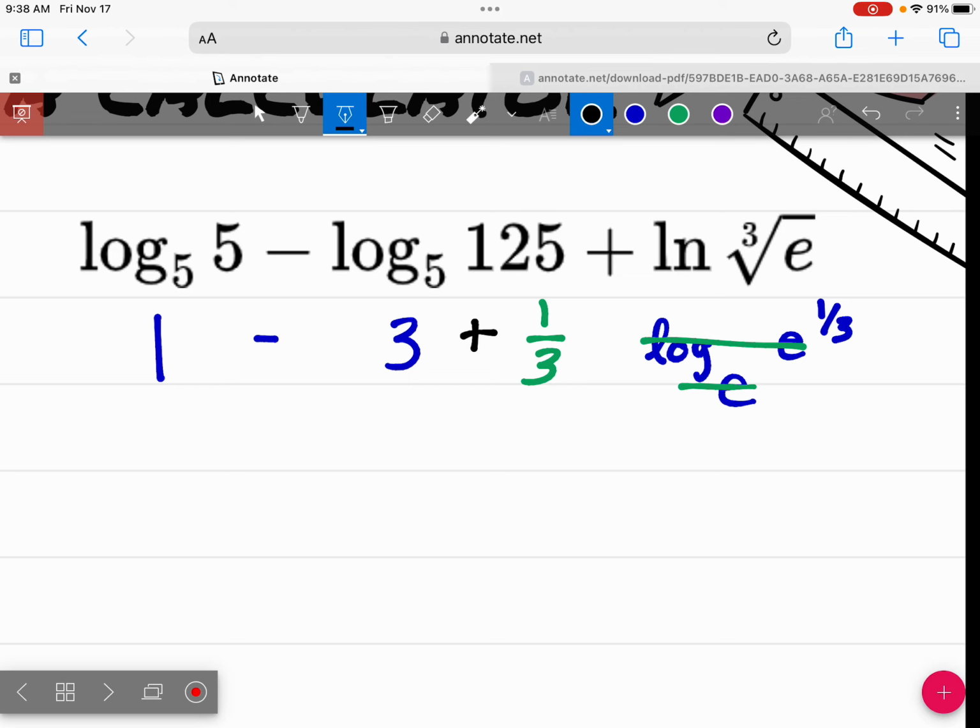Great. 1 minus 3 plus 1/3. Not 11. -1 2/3. So 1 minus 3 is -2 plus 1/3 is -1 2/3. When your base and your argument are the same, it's just whatever your exponent is. Like we have here, 5 base 5. We got a 1. That's what the exponent was here. Okay?